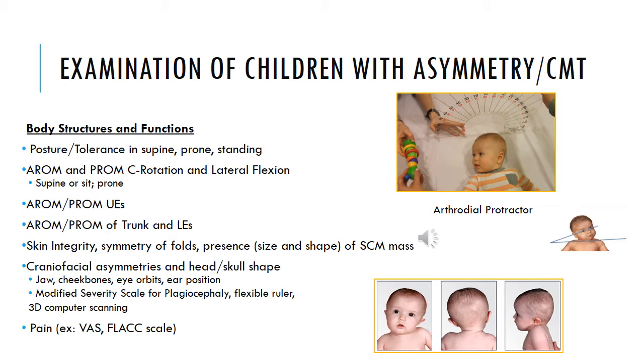Examining the integumentary system is also very important as part of this child's examination. You'll want to take a look at the integrity of the skin. Are there any areas of breakdown? Certainly the symmetry or asymmetry of the folds, all the way through the spine and shoulder and hip region. And then you want to make note if there is a presence of a sternocleidomastoid mass, and what the location is and the general size and shape of that mass. You also want to make note of any discoloration of the skin, if it's red or irritated, and if there's any rashes at any section.